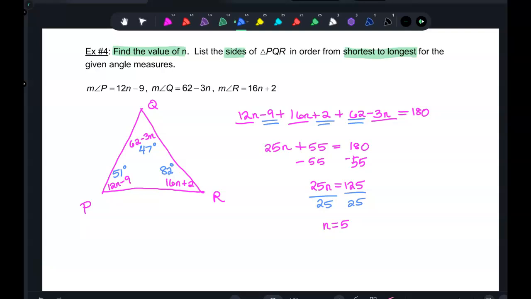Now this time I'm doing shortest to longest, so just be careful what order. What's the smallest angle? Q. It has to be 47. Okay, and then this is the next biggest, so opposite P would be QR. Okay, let me just finish. And then opposite R is PQ.